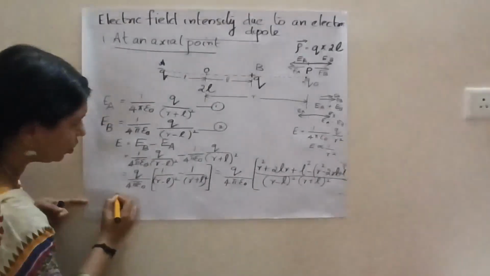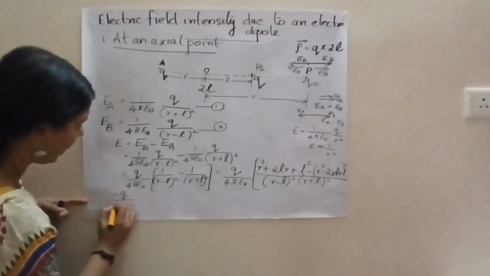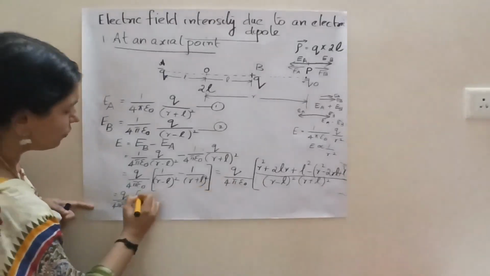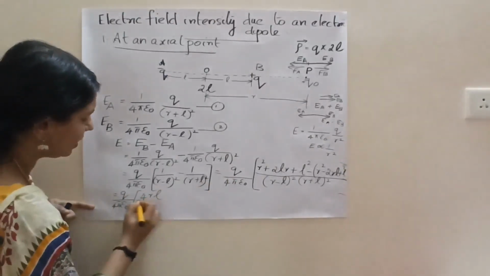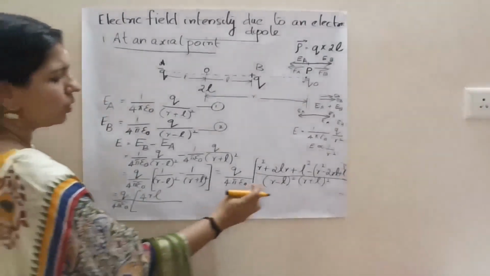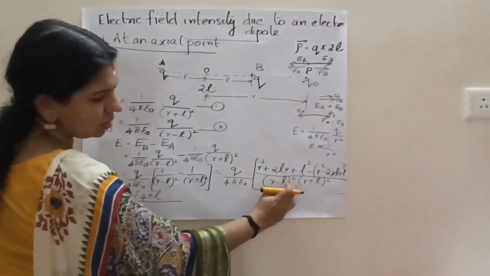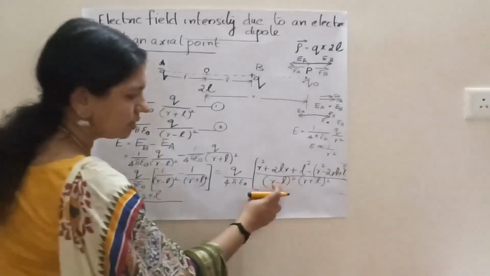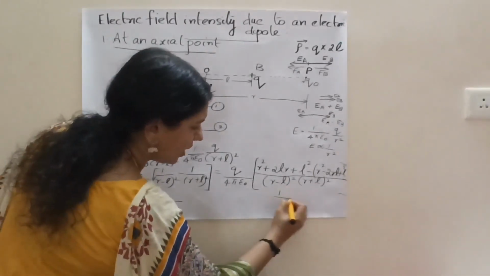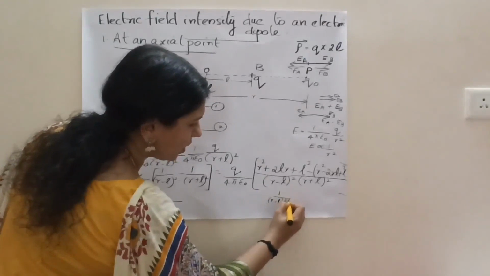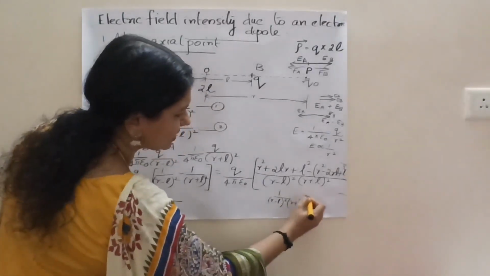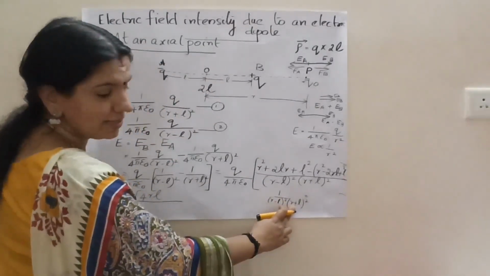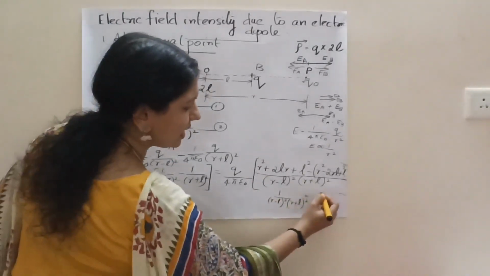So in the numerator I can write q by 4 pi epsilon naught into 4rl divided by, now listen here, (r minus L) the whole square and (r plus L) the whole square. How can I write that equation? Just have a look. 1 by (r minus L) the whole square into (r plus L) the whole square can be written as 1 by [(r minus L) into (r plus L)] the whole square, right?